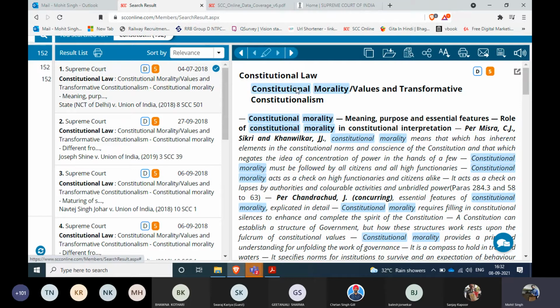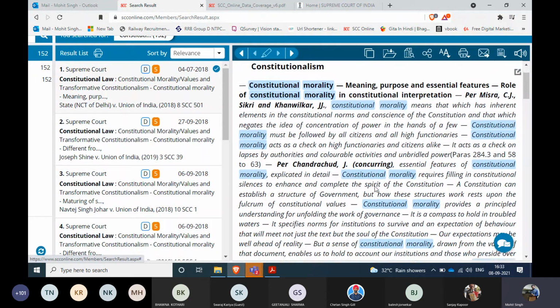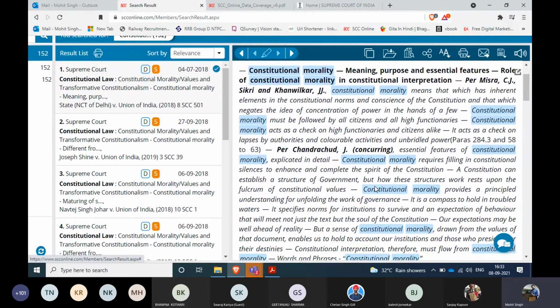It talks about constitutional law. Certainly, it also talks about constitutional morality, in which it talks about meaning, purpose, and essential features, role of constitutional morality in constitutional interpretation. Now, as per former Chief Justice Mishra sir, as per Justice Sikri sir, and as per Justice Khanwilkar sir, their combined opinion has been written over here. And this information has been taken from the judgment paragraph 284.3 and 58 to 63. So everything can be referenced. If you go to the judgment and you go to that paragraph, you'll find the same information.